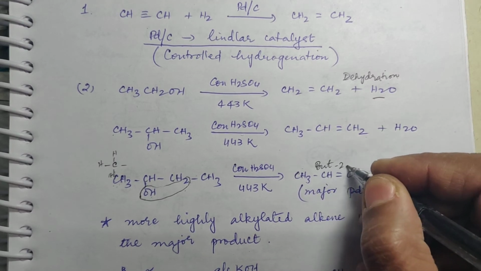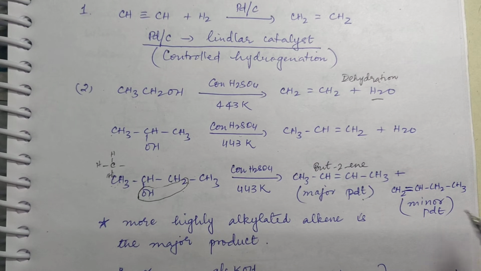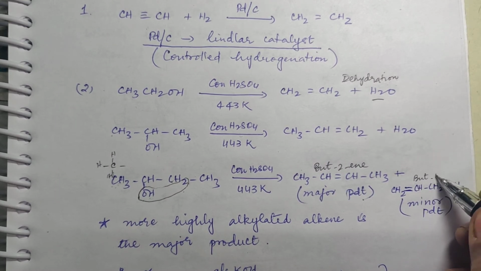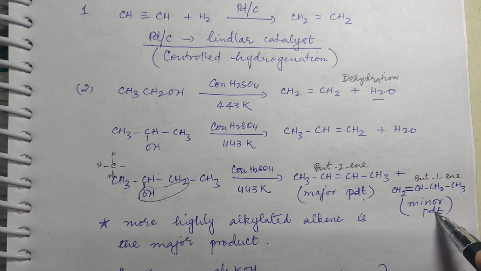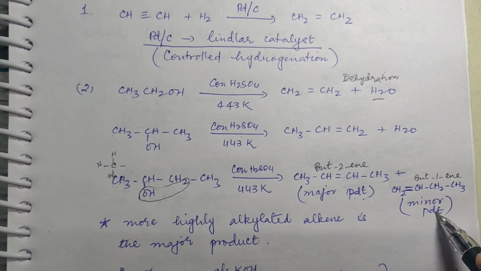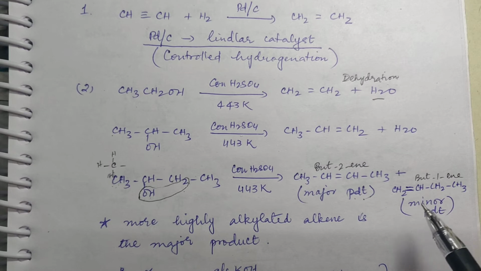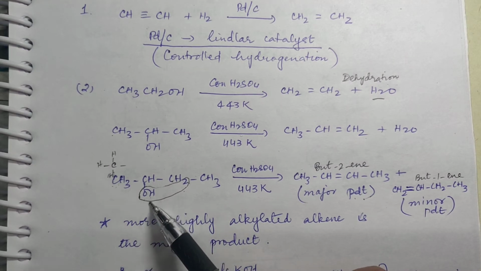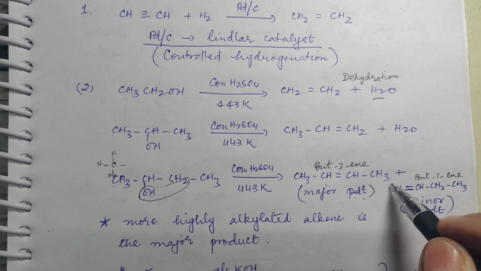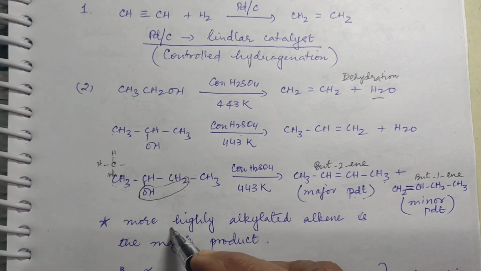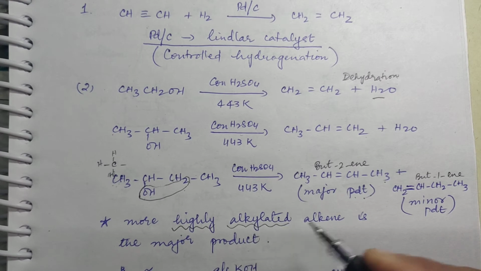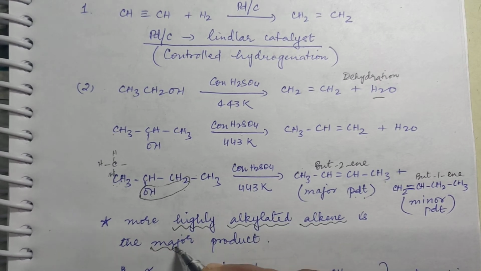What is this called? This is called but-2-ene, and this is called but-1-ene. Okay, so 2 products are formed, out of which this is the major product and this is the minor product. So if you are having an alcohol of this type where there are 2 possibilities, you have to write the major product as well as the minor product. Okay, and remember one thing, that more highly alkylated alkene is always the major product.